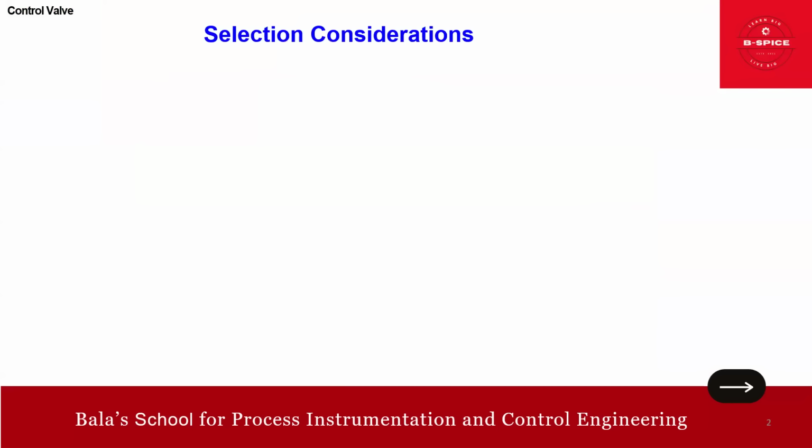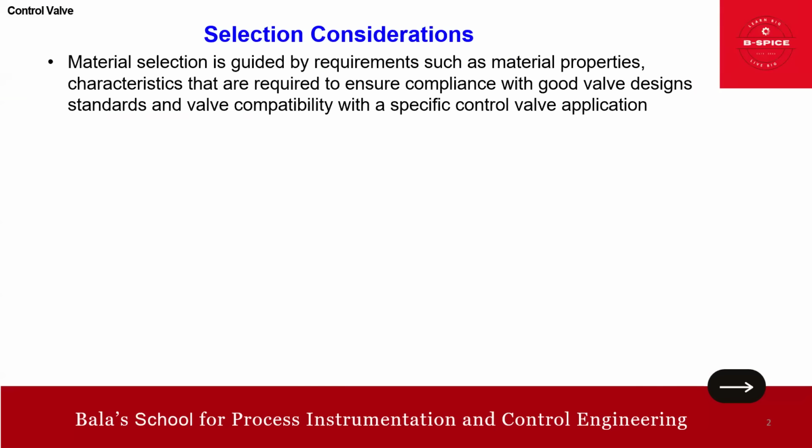Selection consideration. When we talk about selection consideration, there are so many factors actually. Factors in the sense, one is the material properties, and the other is the characteristics. Why are these all needed? These are required to ensure compliance with a good valve design standard and, importantly, the valve compatibility with a specific application. So these are the two aspects, material properties and characteristics, we need to focus on when we go for this material selection.